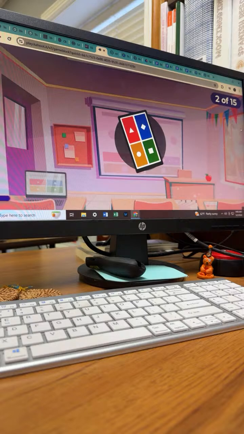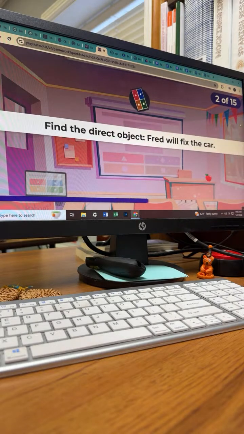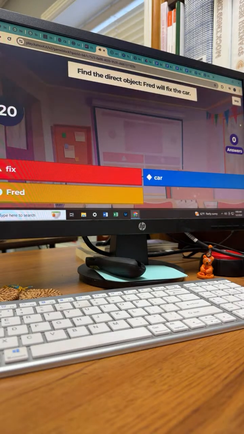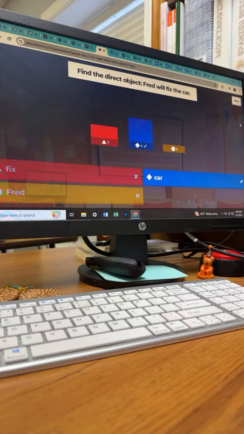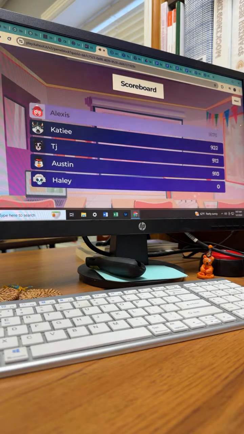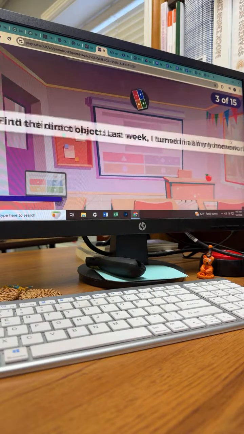Okay, Fred will fix the car. This one should be a little easier. So car is the answer, because what is receiving the action of being fixed? The car is receiving the action. So let's look at this leaderboard and see where we're going. Good job. It's fine, we still have time.